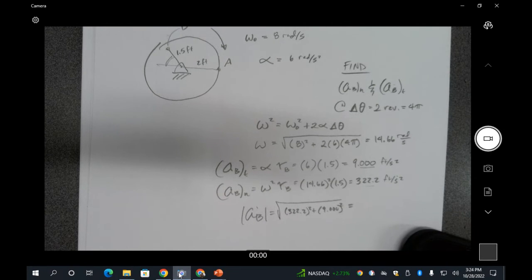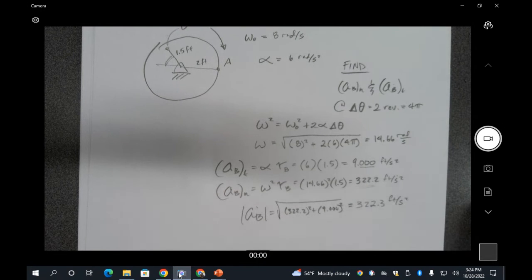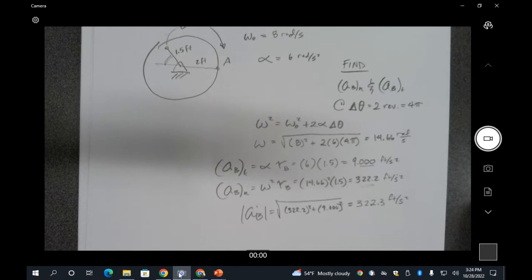They go, yeah, it didn't even matter how much that one was. So you can't even tell if a student got it right or got it wrong by way of looking at the final answer. There's this 322.3 feet per second squared because this one's so much bigger than that one. You couldn't even tell if they got that right.